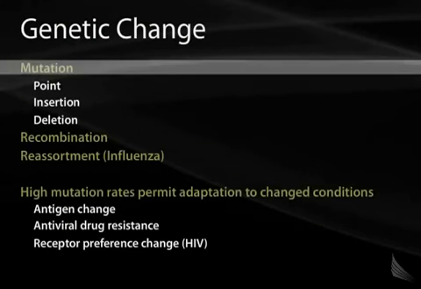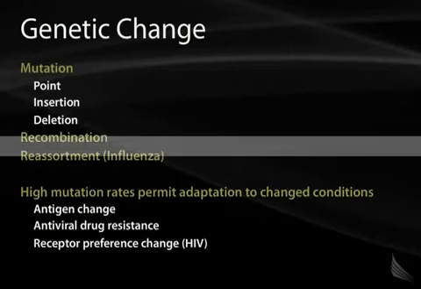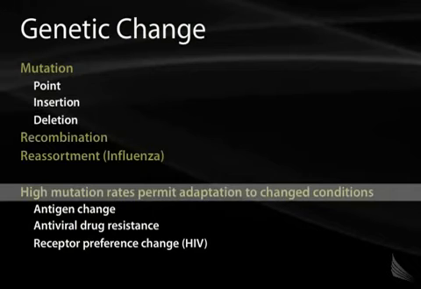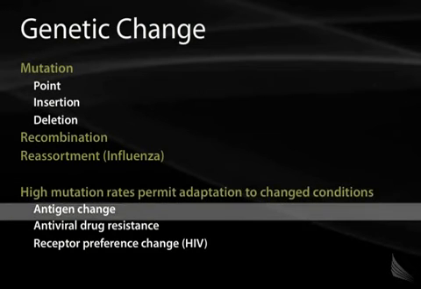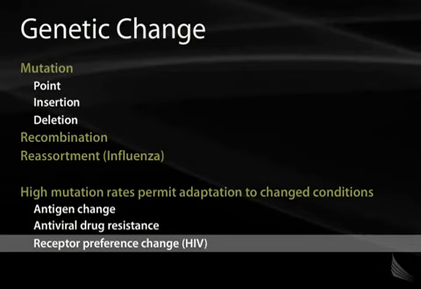Genetic change comes in the form of mutation, recombination, and reassortment. You can also have point mutations, insertion and deletion mutations. High mutation rates permit adaptation to changed conditions. So if you get a different antigen, or you want antiviral drug resistance, or you want to change your receptor preference, mutation is a good way to do that from a virus standpoint.